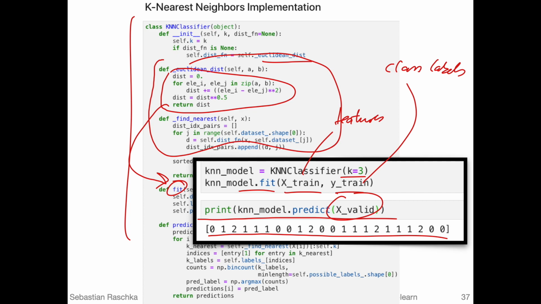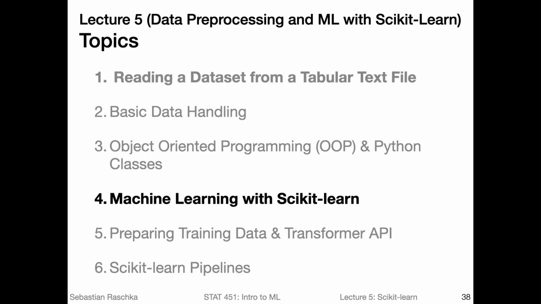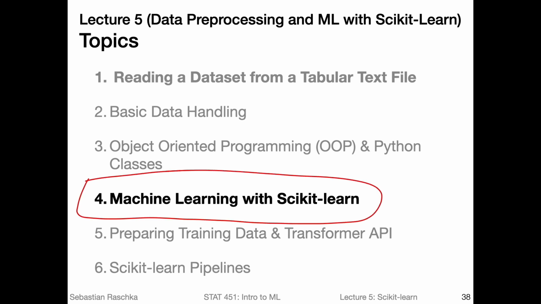Okay, so that was a very short, brief crash course on object-oriented programming and Python classes, and a brief glimpse into the Scikit-Learn API. In the next lecture, in the next video, we will talk a little bit more about machine learning with Scikit-Learn.